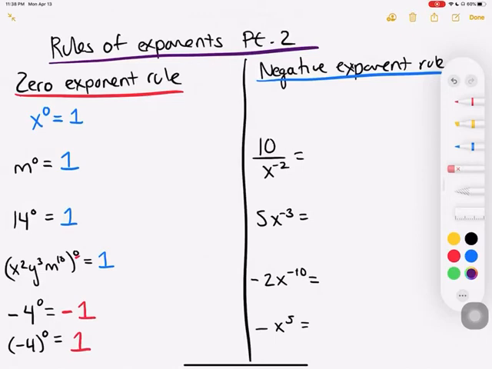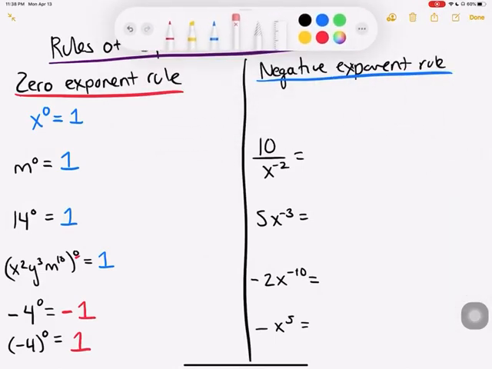Okay, so the other rule that I'm going to talk about in this video is the negative exponent rule. And this is if we're simplifying an expression and we're left with negative exponents, we have to get rid of those exponents, okay? So we cannot have any negative exponents in the results. So for example, if I have something like x to the power of negative 2 in the result, it means I cannot leave that x to the power of negative 2.